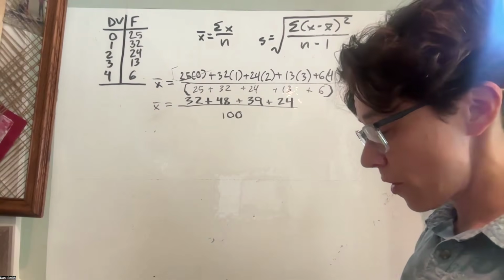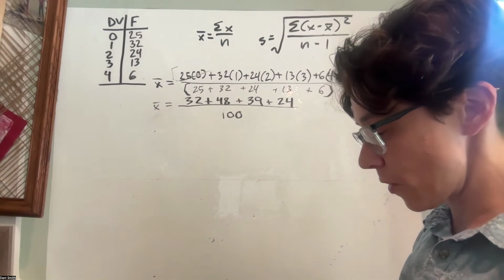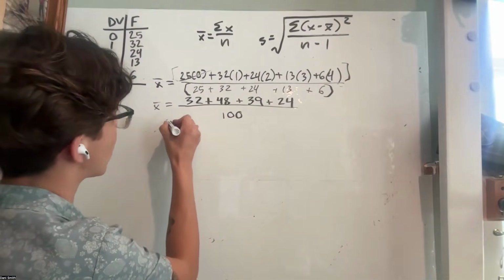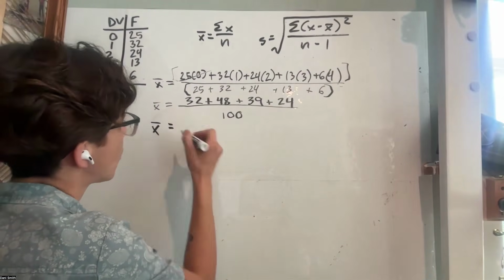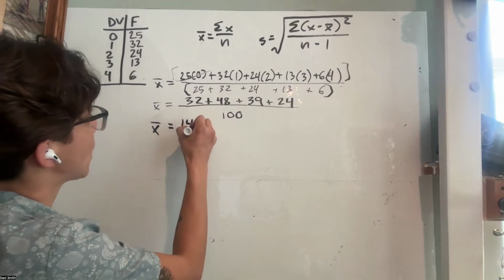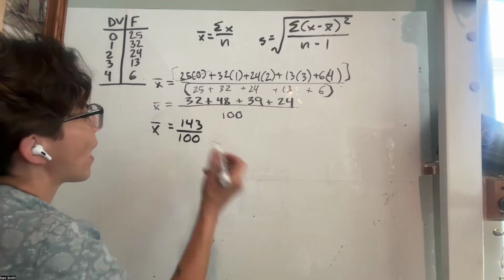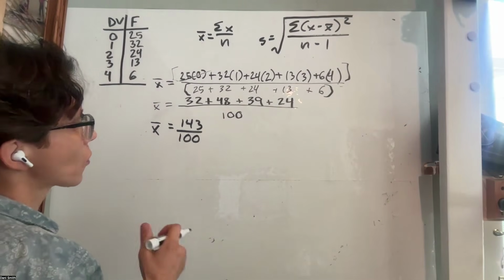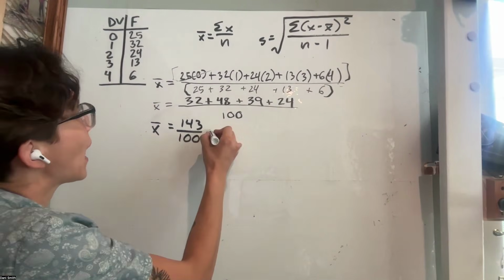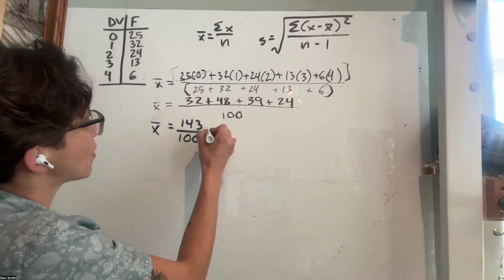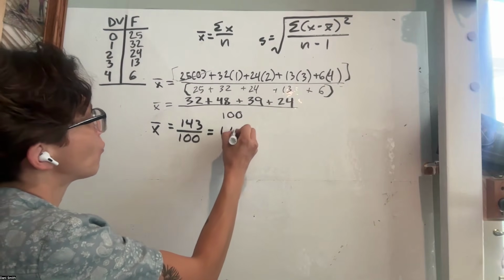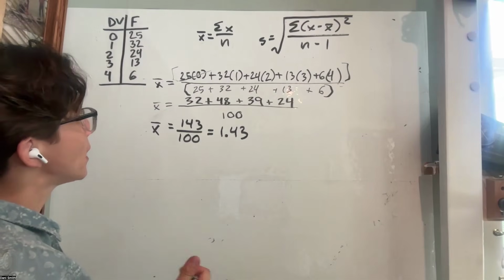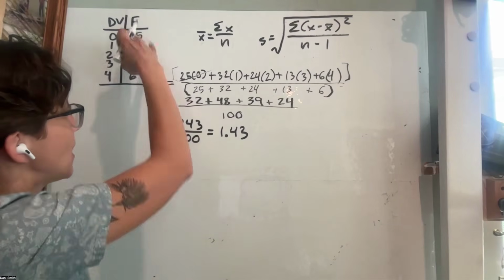So 32 plus 48 plus 39 plus 24, which gives you 143. When we calculate this value for x bar, it should be within this range from 0 to 4, because otherwise it doesn't make sense as an average. And when we divide this, we get 1.43. So cool, that's what we need. We need something that's in this range.